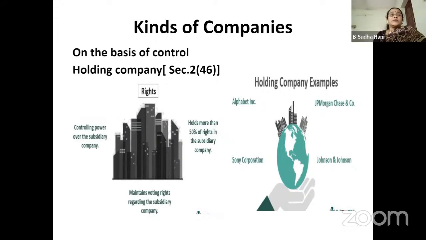Okay. And they also can control the subsidiary company. Okay. So you can take the examples of holding companies: Sony Corporation, Johnson and Johnson, JP Morgan. These all are holding companies. Under this, take Sony Corporation. Under Sony, there are different products.